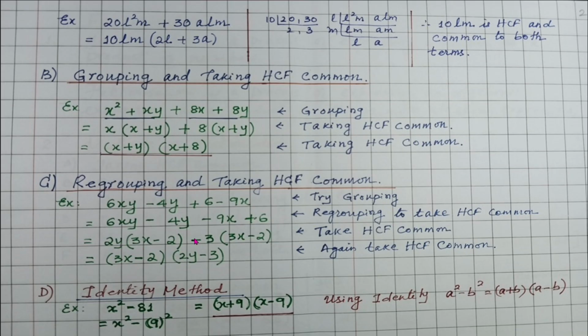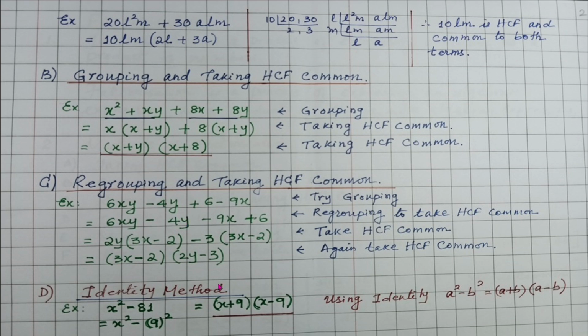Now again take HCF here, so 3x minus 2 is common, take 3x minus 2 outside and 2y minus 3 in the bracket, and that is the factorization of the given algebraic expression. We have expressed it as the product of two algebraic expressions. So the method is very simple. First try grouping it, but if you fail to get factorization done by grouping, then regroup it, take HCF common, again take HCF common. So these are the 4 steps which we have to follow in this method.